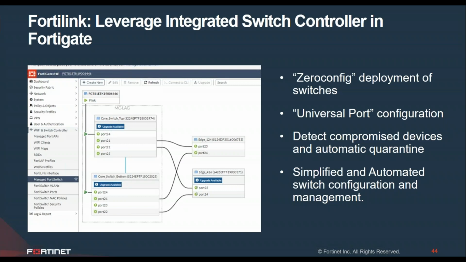FortiLink can detect compromised devices and automatically quarantine a device at the switch port. Since the FortiGate firewall is managing the FortiSwitches, we're passing traffic through the FortiGate. The FortiGate can monitor that behavior and send it to FortiAnalyzer for analysis. FortiAnalyzer can determine if a device is acting maliciously, send that device ID to the FortiGate, and the FortiGate can automatically quarantine that device at the FortiSwitch port with no administrative effort whatsoever.